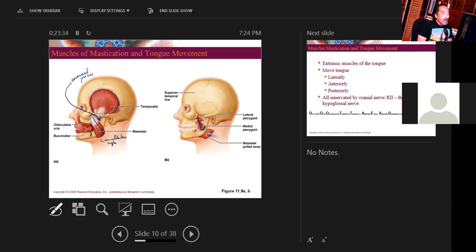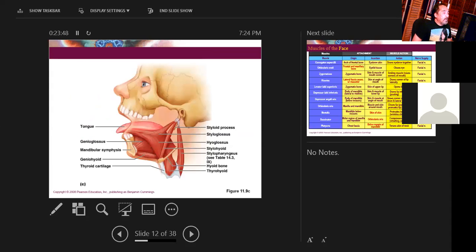Okay, and remember the buccinator is really part of the facial muscle because it's cranial nerve 7, but it's utilized by the muscles of mastication in order for them to suck on a straw. Okay. All right, so now let's go now to the tongue.